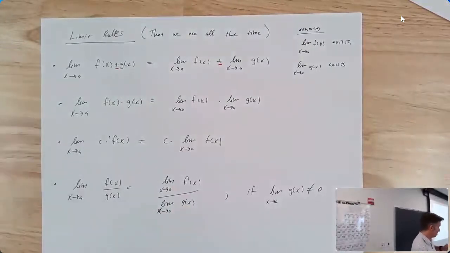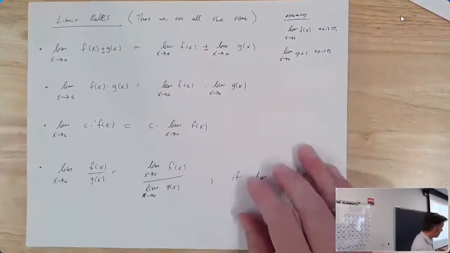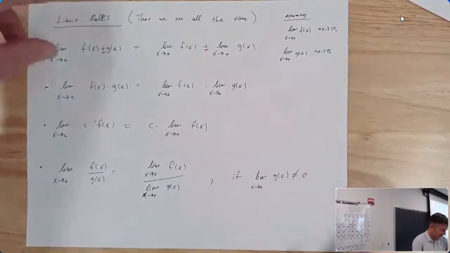Not quite done, but go ahead. You're going to probably explain that. So that's 1 over f of x. Right. So we're definitely, yes, we're getting there.